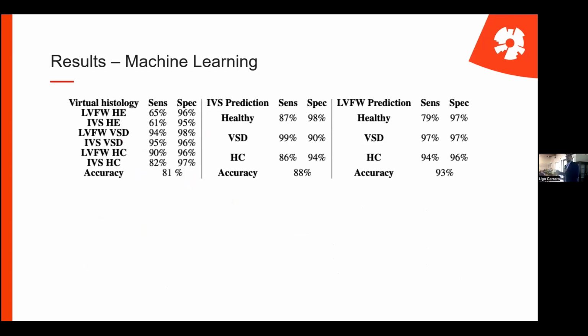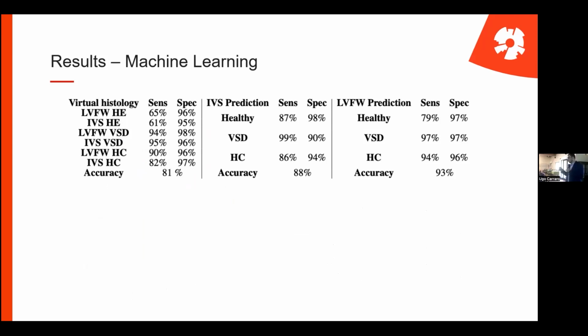Let's move into the machine learning. Here are some results and some metrics: sensitivity, specificity, and accuracy for the three cases. These results are super good, let's say, but then we have to take into account that we used SMOTE, so there's a kind of bias in this result.